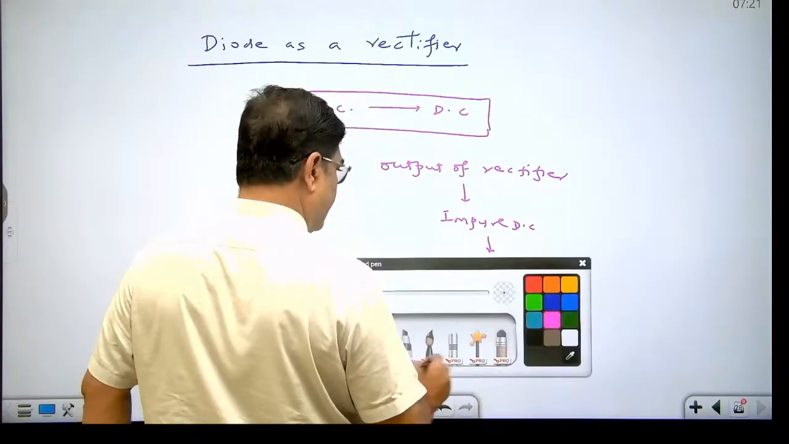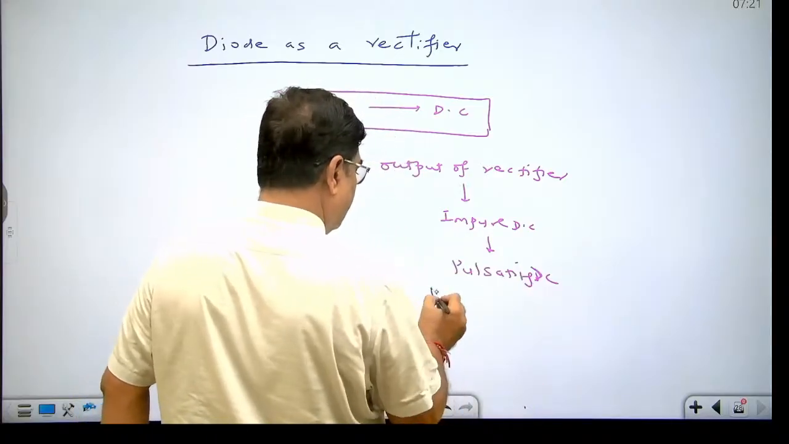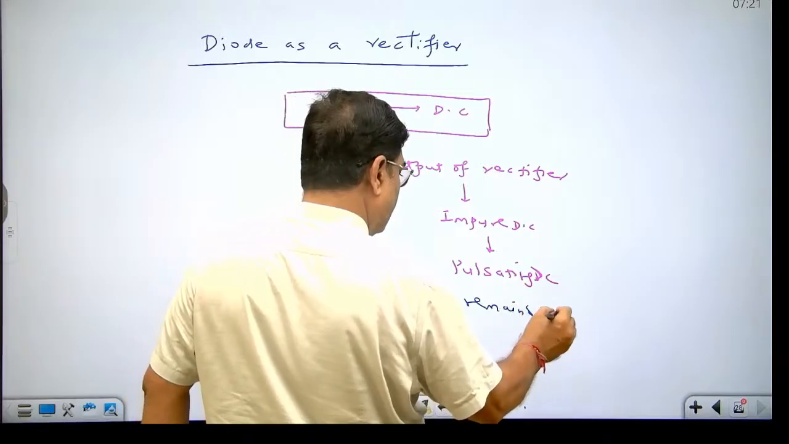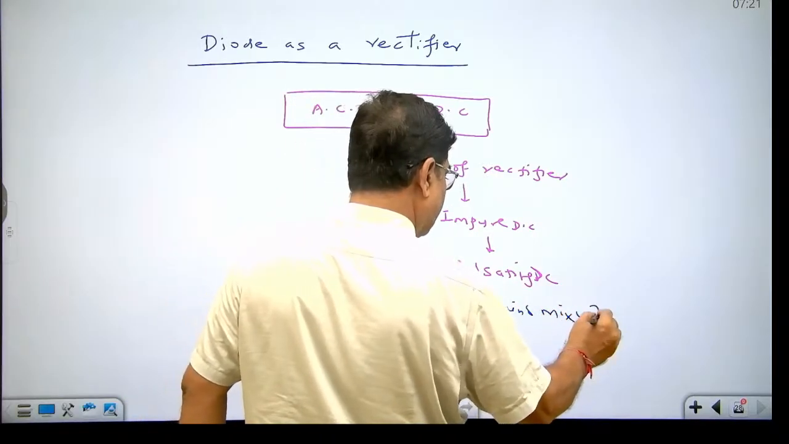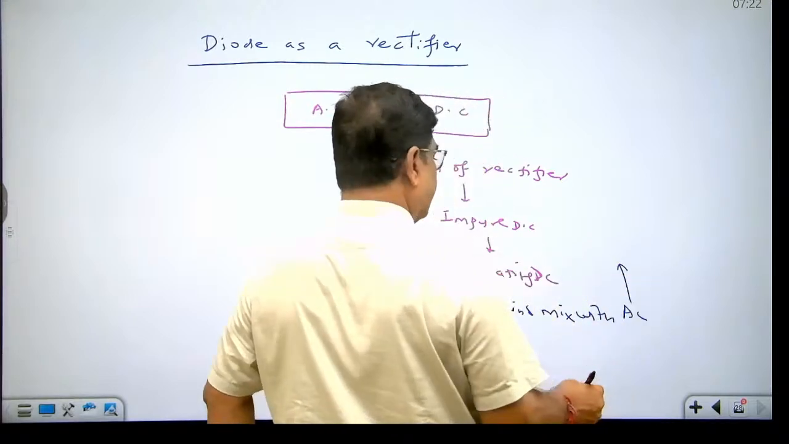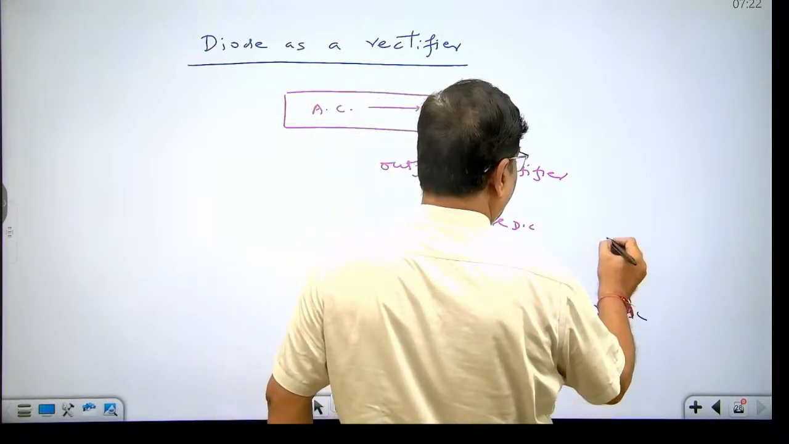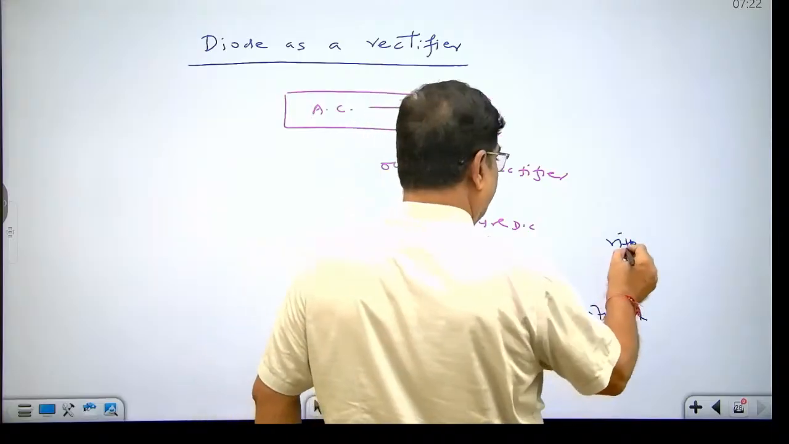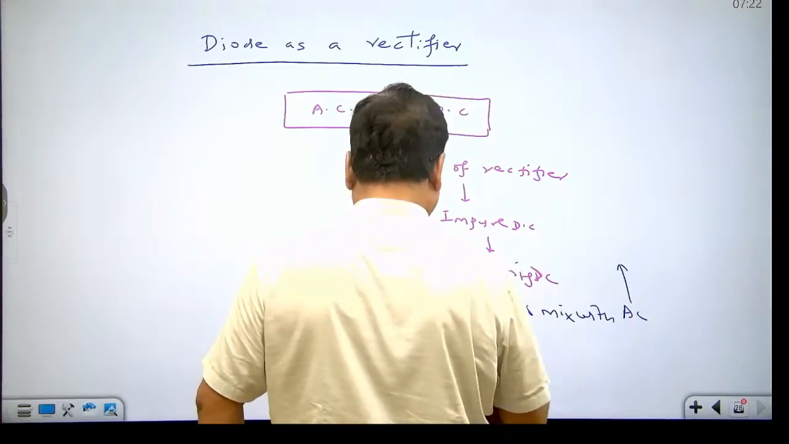Pulsating DC means DC remains mixed with the AC. This presence of AC in the output of rectifier is called ripple.